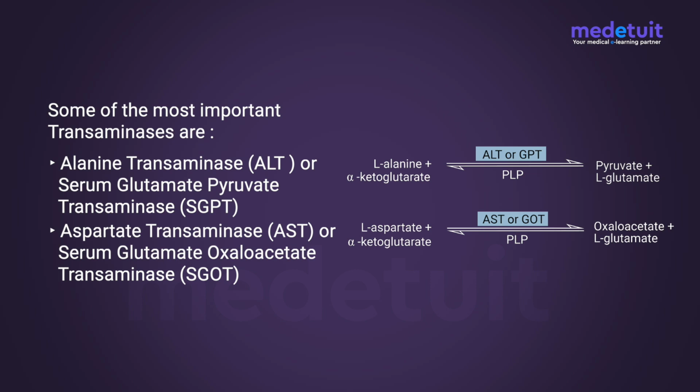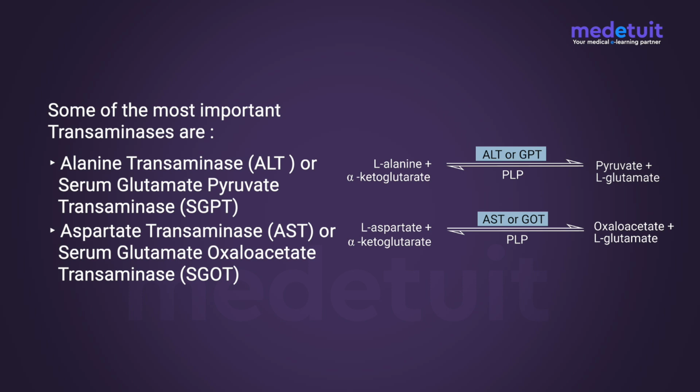Aspartate transaminase helps in the transfer of the amino group from aspartate to alpha ketoglutarate, resulting in the formation of glutamate and oxaloacetate. Now this enzyme is also called glutamate oxaloacetate transaminase, in short GOT, not Game of Thrones, but glutamate oxaloacetate transaminase.